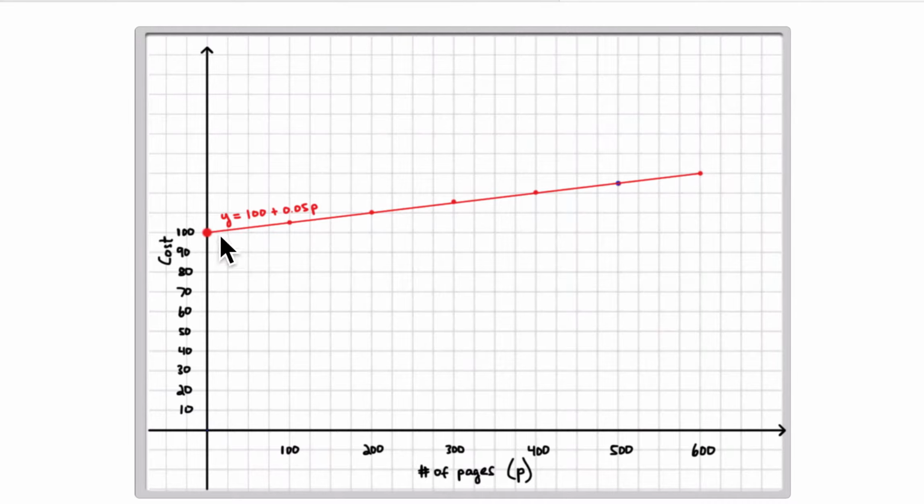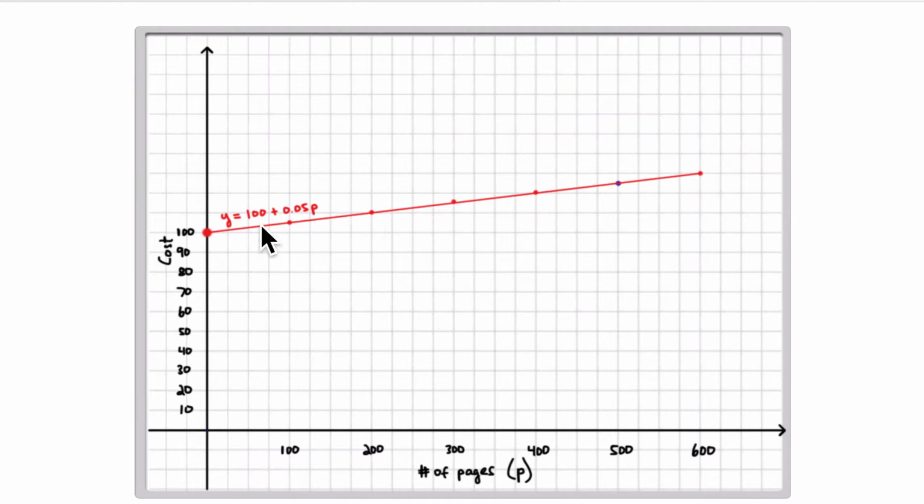So the y-intercept once again is $100. If you print 0 pages, it still costs you $100 because you bought the printer. So you might as well use it. And this is going up at 5 cents per page. So if you print 100 pages, that goes up $5. Another 100 pages, that goes up another $5. 100 pages, up another $5.